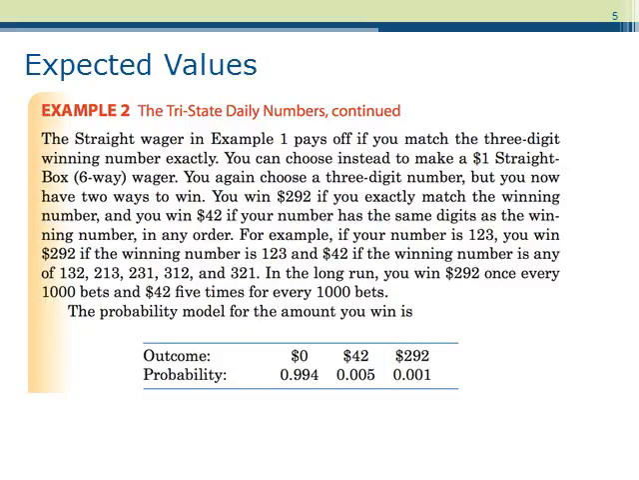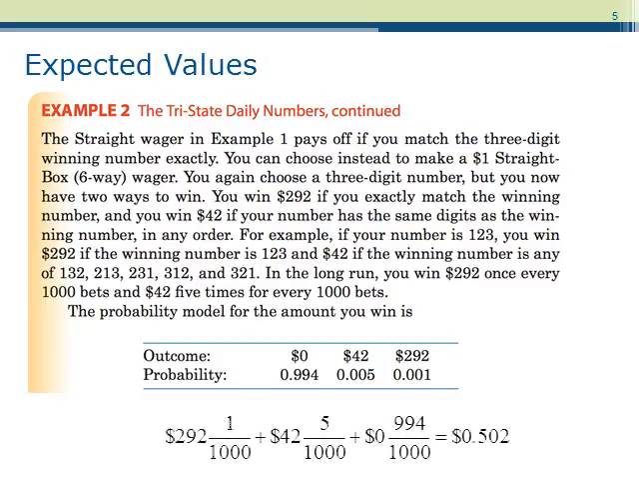Using the definition of expected value, we see that our average winnings over the course of a long sequence of trials is $292 times 1 over 1,000, plus $42 times 5 over 1,000, plus $0 times 994 over 1,000, giving us an expected value of $0.502, which is about 50 cents.